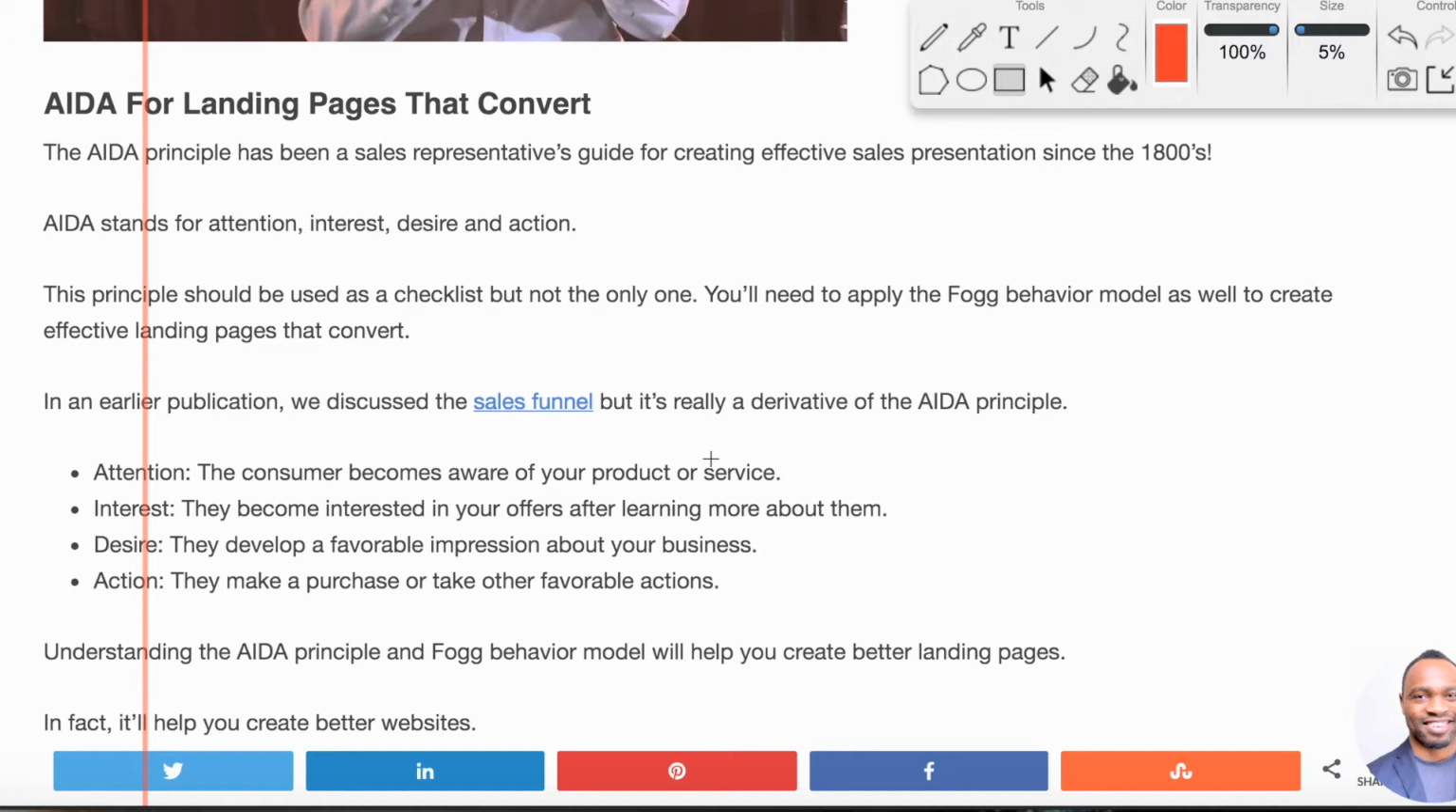But that's how you create a landing page that converts. There are other things too that can go into your landing page. Using the AIDA principle and the fog behavior model, you can create amazing landing pages, because you can't just do it with the AIDA alone. The AIDA principle alone will not help you. Well, I feel that it's complete, but once you add the fog behavior model, all of a sudden you can create really amazing landing pages. I think they both have to work together, and this is how we use it. We use the fog behavior model, and we also use the AIDA principle.